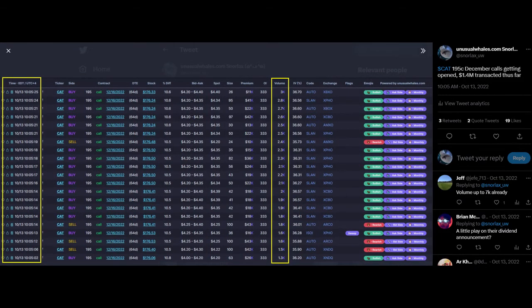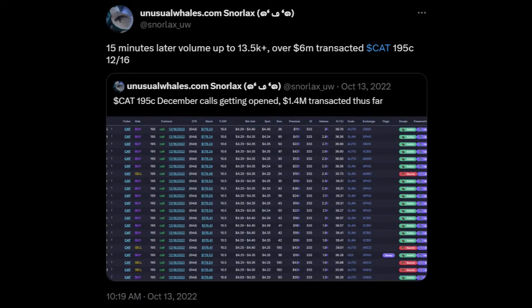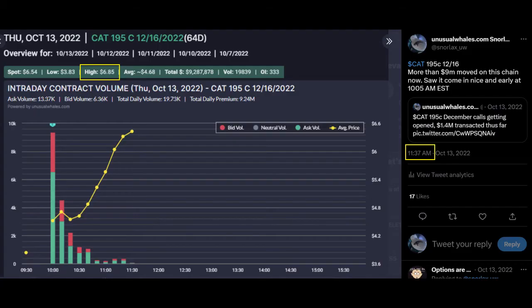I noticed this flow and was pretty quick on the trigger, sharing it pretty much as soon as the traders had made their move. Here's a more granular look at the flow feed. At 10:05, there were about 3,000 contracts traded. 15 minutes later, there were 13,500 contracts traded, and an hour and a half after the initial flow, volume was over 19,500 and the contracts had traded as high as 685.